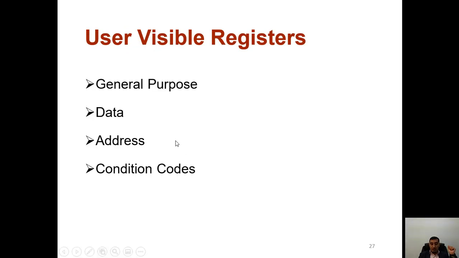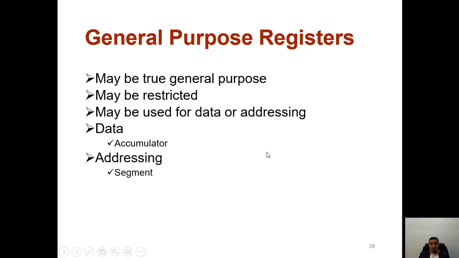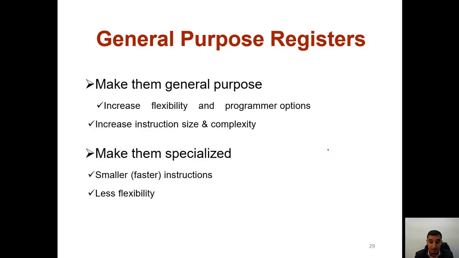Now the registers are general purpose, data, address, and conditional codes. These are the user visible registers. As a programmer, I can see the general purpose registers, the data registers, the address registers, and the conditional code registers. The general purpose registers may be truly general, or may be restricted and used for data or addressing, such as the segment registers. For data, usually we have the accumulator AX, the BX, the CX, and the DX. And for addressing, we have the segment registers, and the source index and destination index registers.